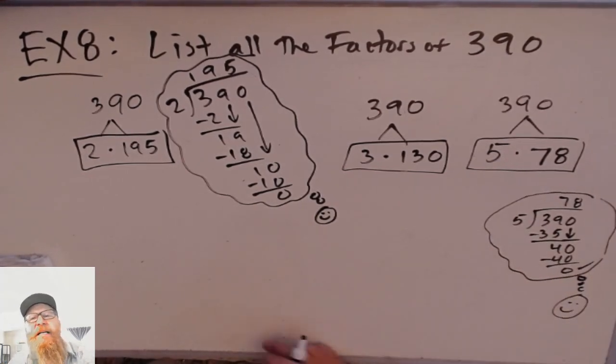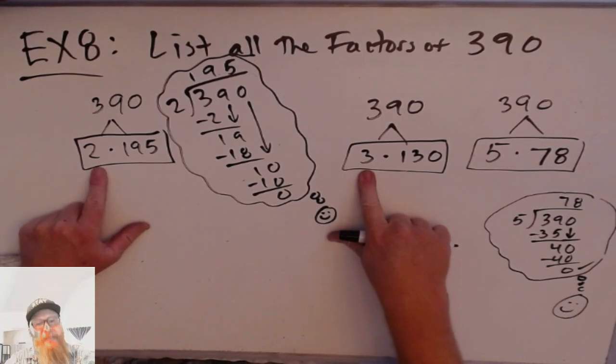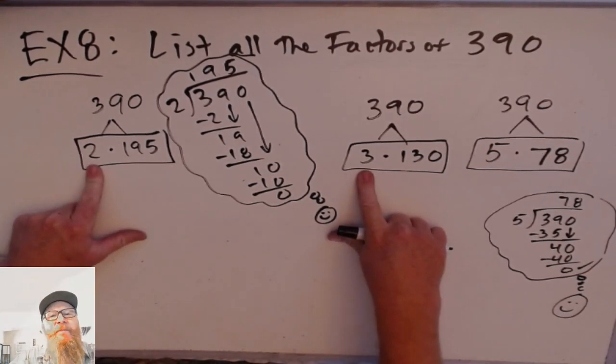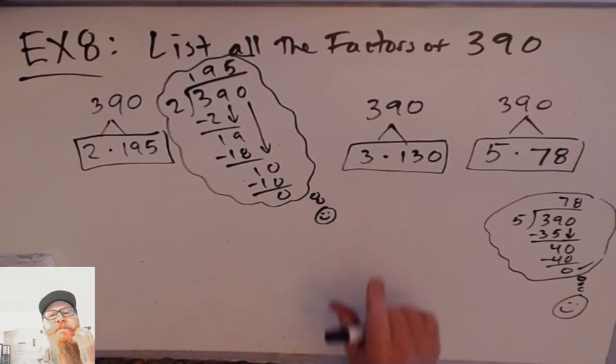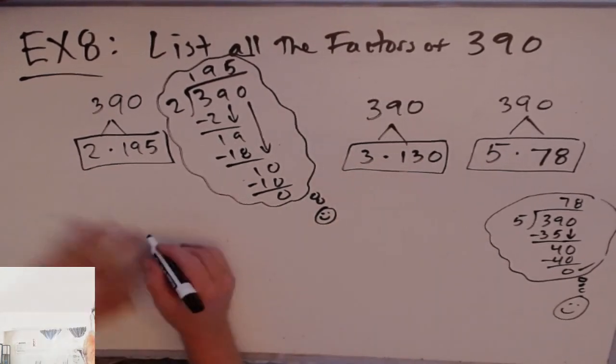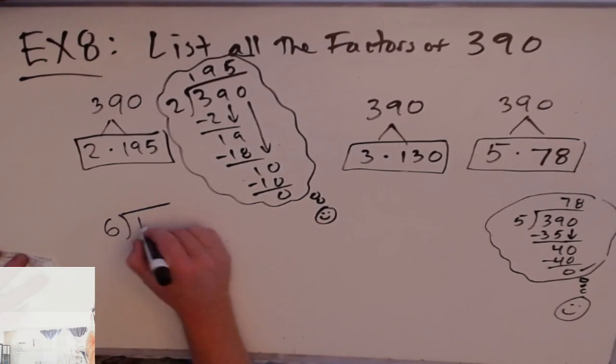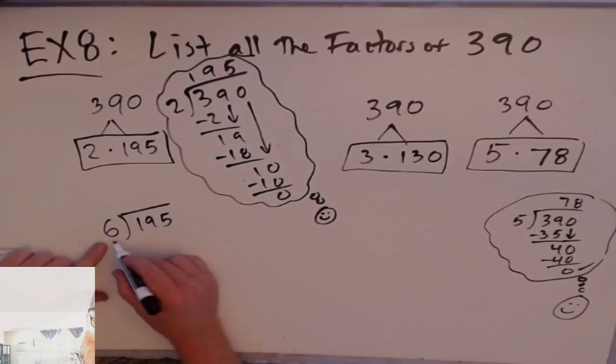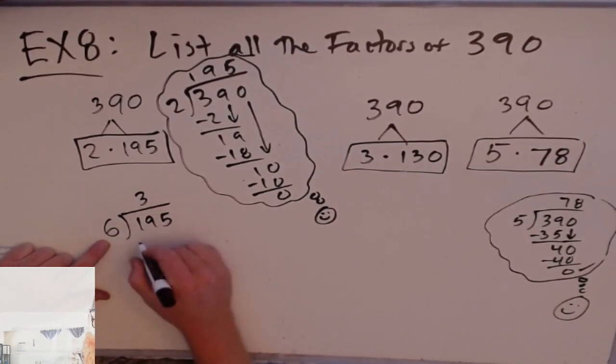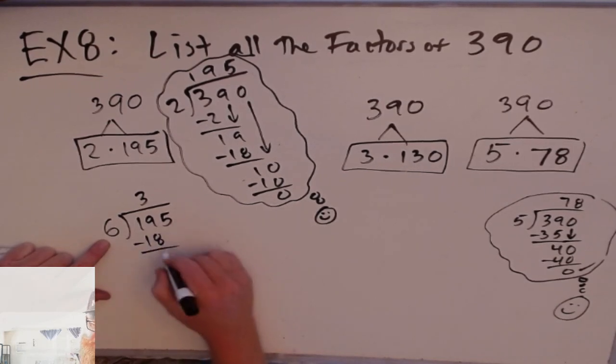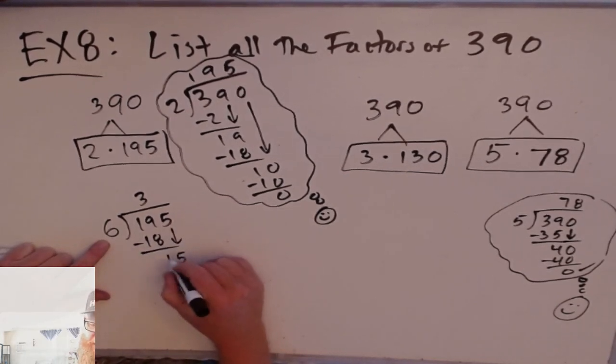All right. 6. Yeah, 6, because I got 2 and 3. So 6, I know it's going to be divisible by 6, 195. Let's see, 6 goes into 19 3 times. 3 times 6 is 18. Bring down the 5.